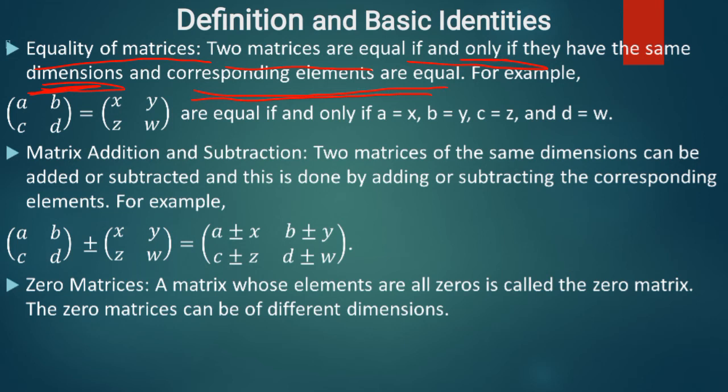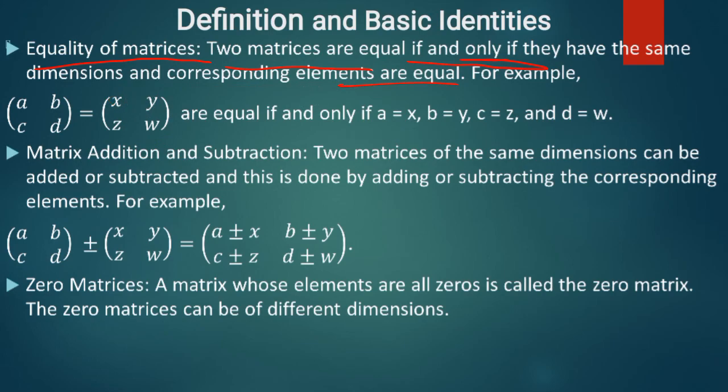So look at this. We are given two matrices. This is a 2 by 2 matrix and another 2 by 2 matrix here. Because they both have the same dimensions, 2 by 2, they are said to be equal on the grounds that A is equal to X, the B entry is the same as the Y entry, the C entry is the same as the Z entry, and the D entry is the same as the W entry, as you can see here. So the dimensions are equal and their corresponding elements are equal. Then they are said to be equal matrices.